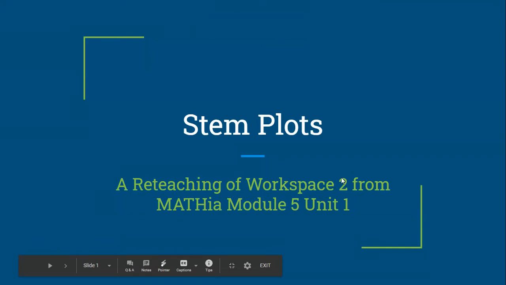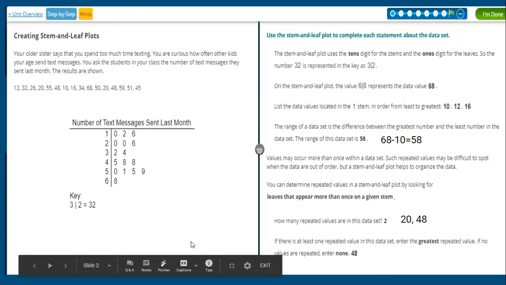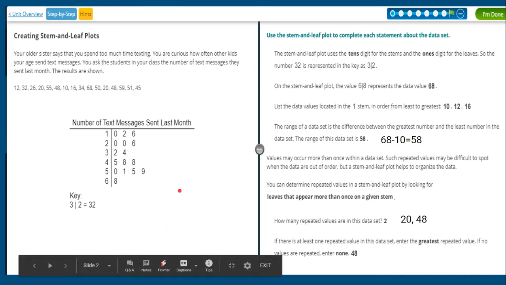All right, this presentation is going to go over stem plots. It's a reteaching of Workspace 2 from Mathia Module 5, Unit 1. Each problem that you will see are the same problems that you saw in Mathia, so it should be pretty familiar to you. I'll just simply go over the problems, and I'm going to use my pointer tool here to help you follow me with what I'm saying.